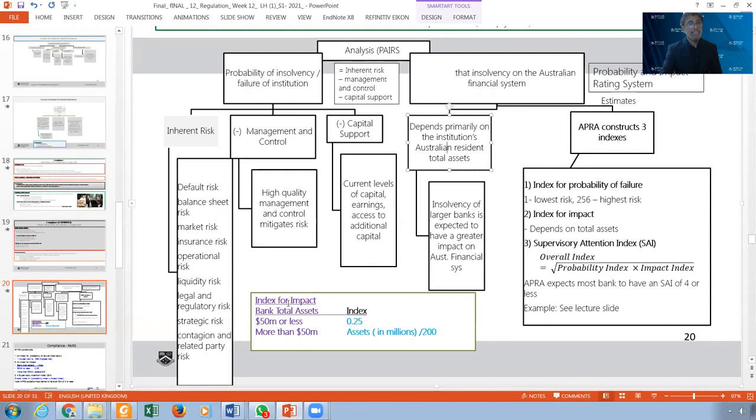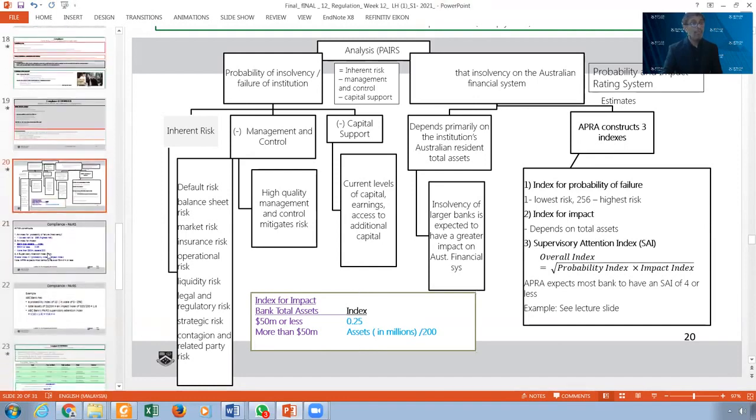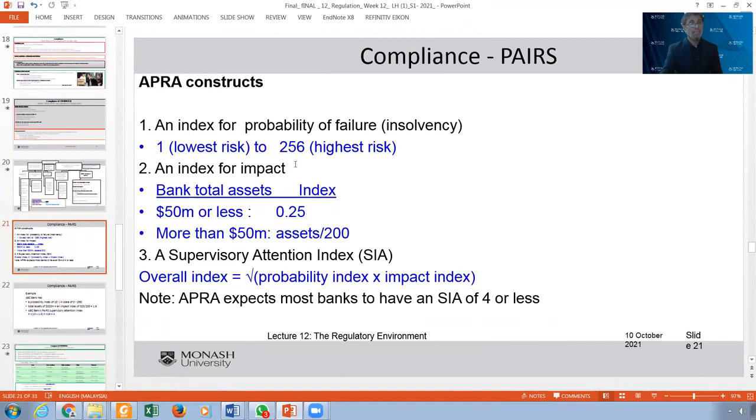Now, for the index of impact, bank total assets. As I told you, for the probability index, 1 to 256. For the size, which is the index for impact, if you are less than 50 million, you have to use 0.25. Other than that, you have to bring the assets in millions and divide it by 200. Let me give you this example. For example, you have an index of probability 256.